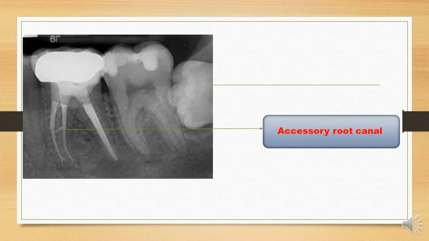The accessory root canals. The accessory root canals are usually present horizontal to the main root canal system. The accessory root canals usually harbor the communication between the pulp chamber and the periodontium. They help in the transmission of infection from the root canal system to the periodontium.